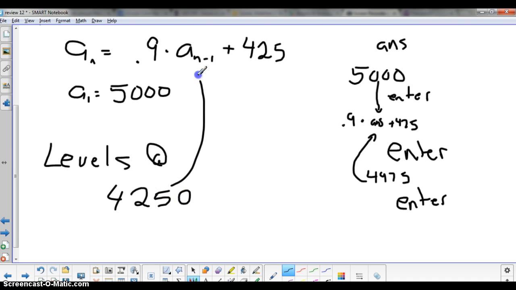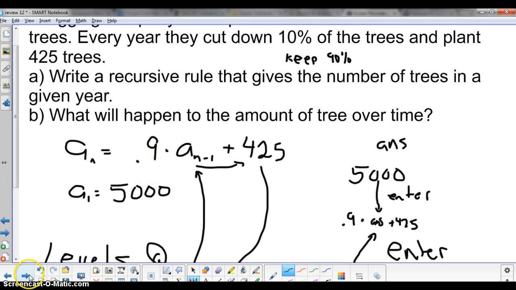Because what happens is you plug this in, you take 0.9 times 4,250, you get 3,825, and so there's less trees. But now you're going to add that 425 back here, and you end up right back at 4,250 trees. And then it's just a cycle at this point. You're never going to drop below, because as soon as you lose the 10%, keep 90, you gain back just as much as you cut down. Right? So it will level. It will always level. These recursive rules will never go to zero, as you may think.